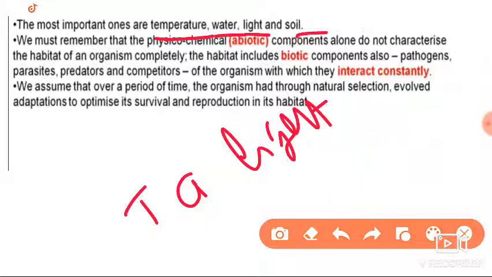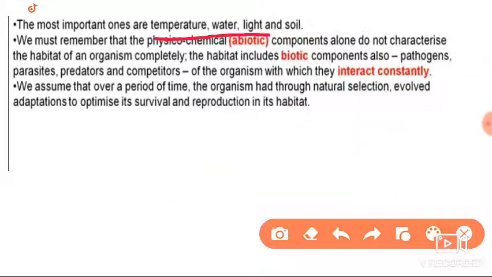Here we must remember that the physico-chemical abiotic components alone do not characterize the habitat of an organism completely. Not only physico-chemical components can make the habitat of the organism. The habitat includes biotic components also.